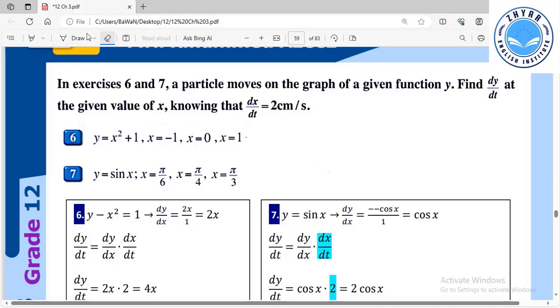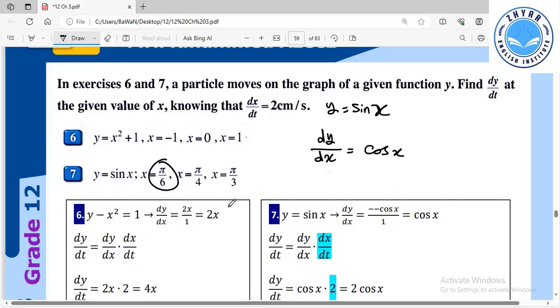Now let's do question 7. Question 7, y equal to sine x. What is dy/dx? dy/dt is missing. We can find dy/dx. dy/dx is the normal derivative. Derivative of sine is cosine x. That's dy/dx. And this is dx/dt, which is equal to 2.